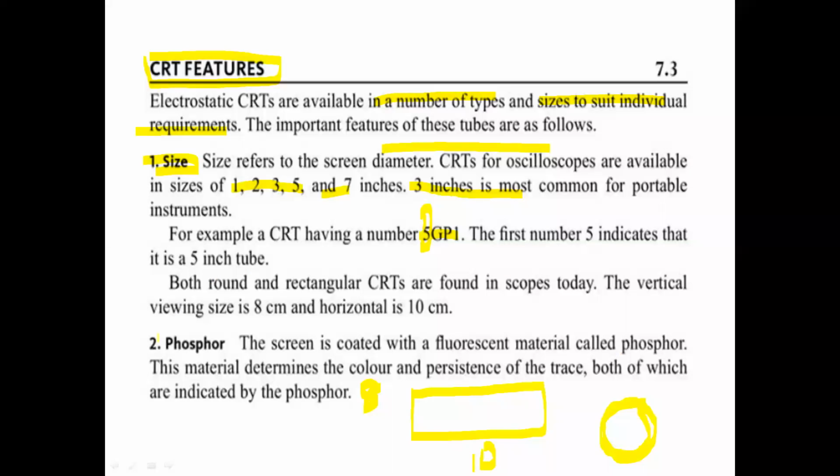Next, phosphor. So the screen is to be coated with some chemical. The screen is coated with a fluorescent material. Fluorescent material means shining. Okay, so fluorescent material called phosphor. This material determines the color and persistence of the trace, both of which are indicated by the phosphor. So here you have to remember one thing.